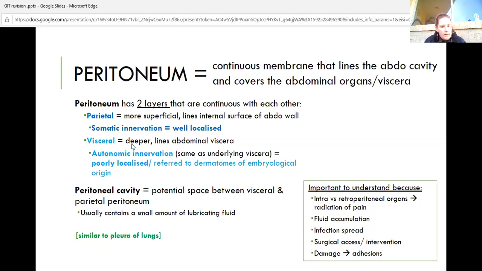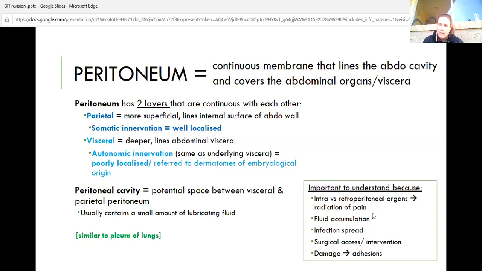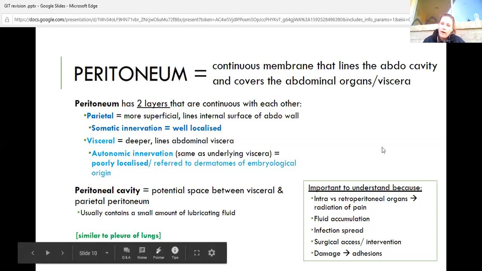And then the peritoneal cavity is the space between the 2 layers of peritoneum. It's a potential space, so normally there should only be a little bit of lubricating fluid in there. Why it's important to understand: the radiation of pain is different between intra and retroperitoneal organs, where fluid accumulates, spread of infection, surgical access and intervention. It helps you understand those concepts. Also when there's damage to the peritoneum, like during an operation they cut through it, when it heals it can form adhesions, which can lead to other pathologies like bowel obstructions.